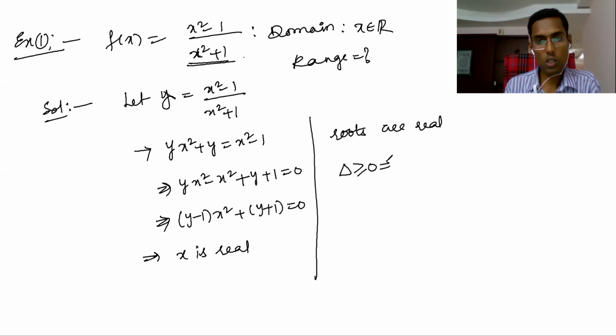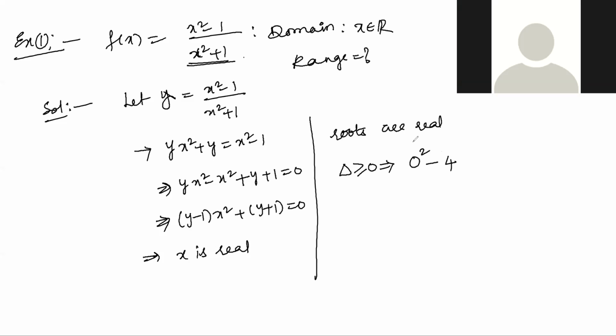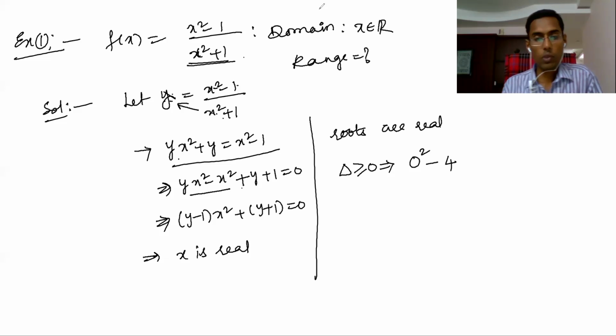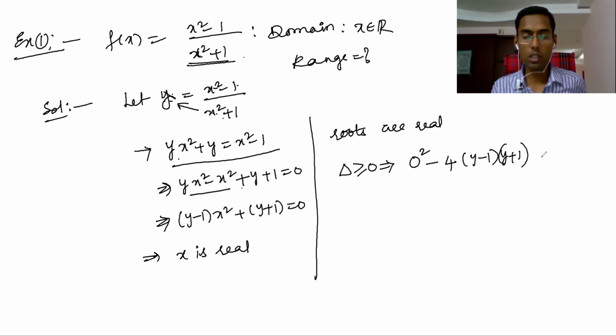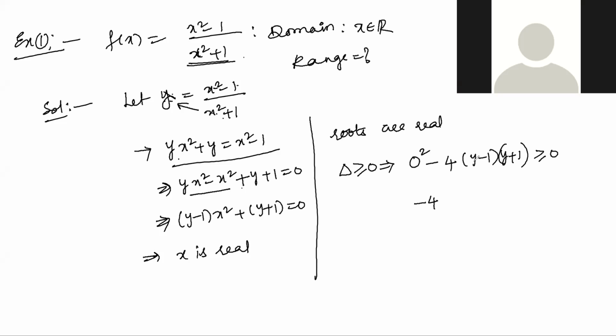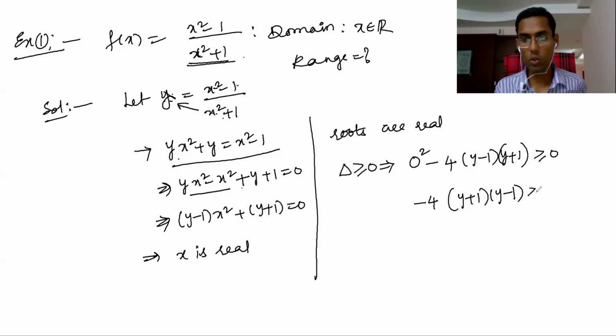B square minus 4ac greater than or equal to 0. What is B square? Here the x coefficient is 0, the x coefficient is not there. Therefore, B square means 0 square minus 4ac. B square minus 4ac is greater than or equal to 0. So what I can write, this is now minus 4, a is y minus 1, c is y plus 1, greater than or equal to 0.